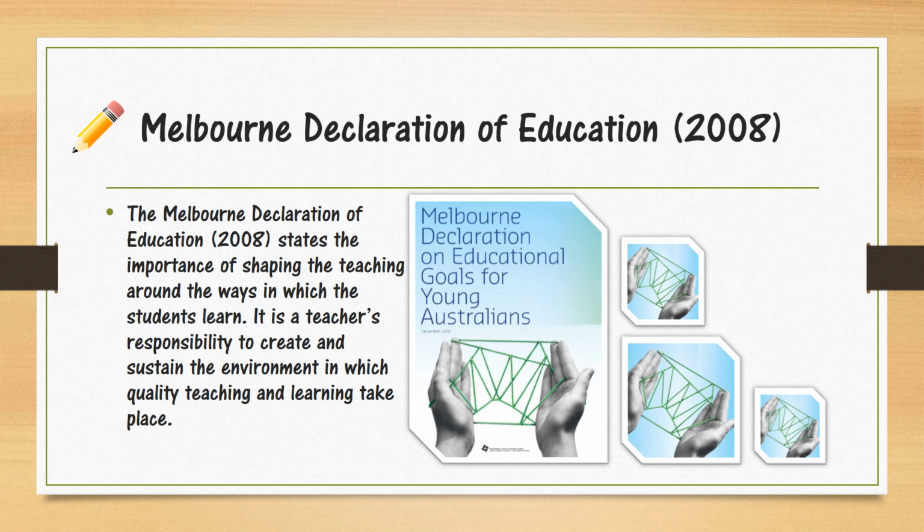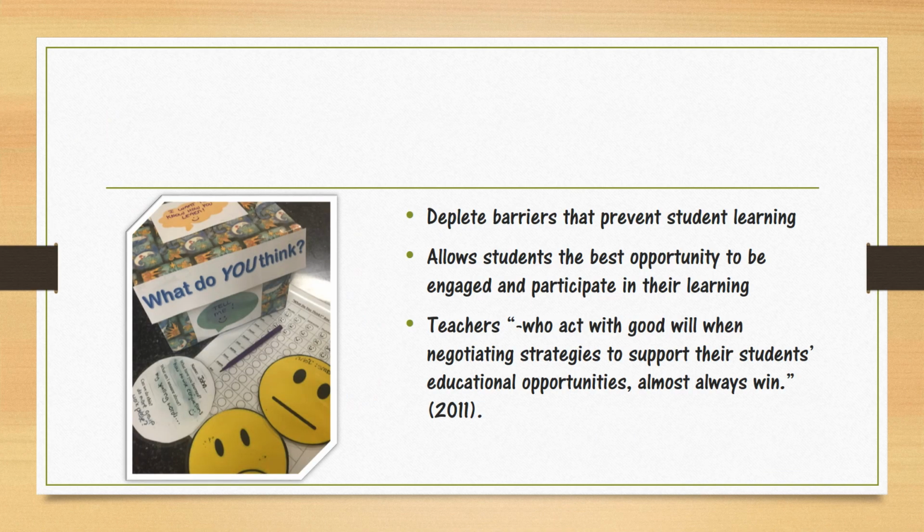The Melbourne Declaration of Education states the importance of shaping the teaching around the ways in which the students learn. It is the teacher's responsibility to create and sustain the environment in which quality teaching and learning take place. This artefact allows the teacher to adjust the way they teach to better fit the needs of the students, as well as gives the students a voice to communicate their concerns in the classroom.